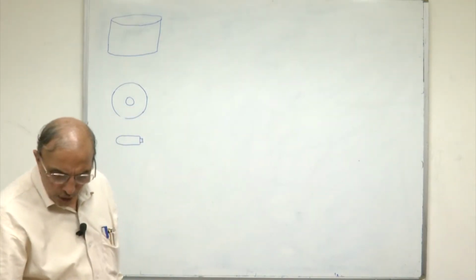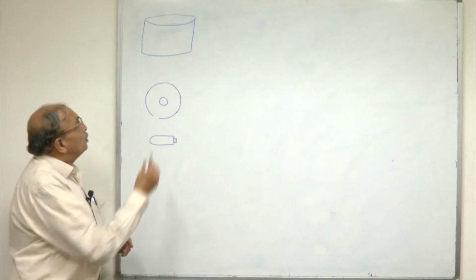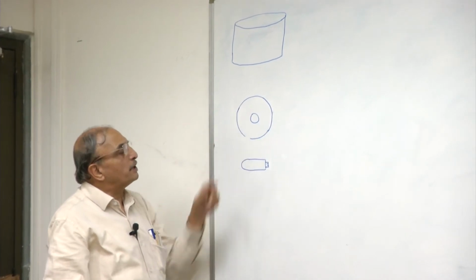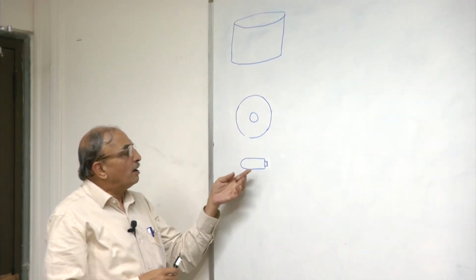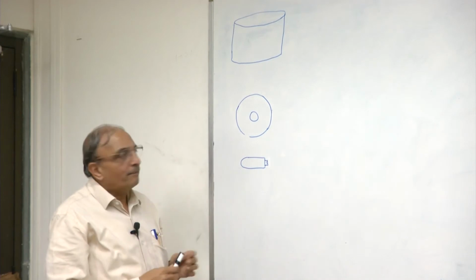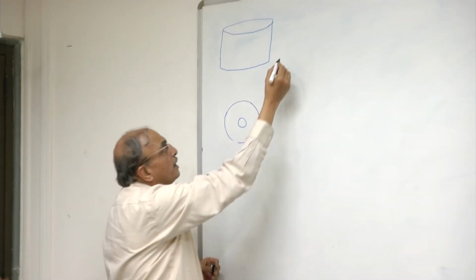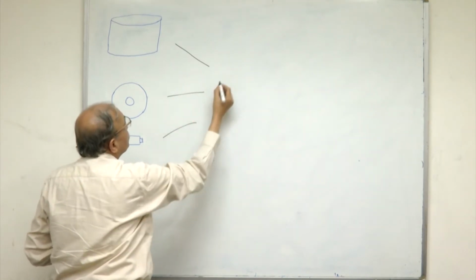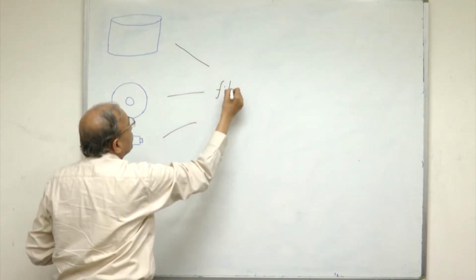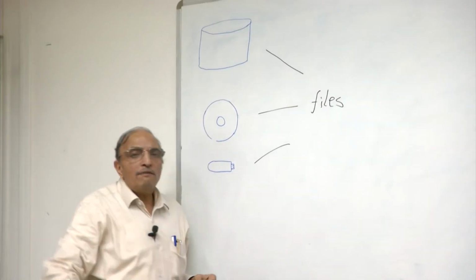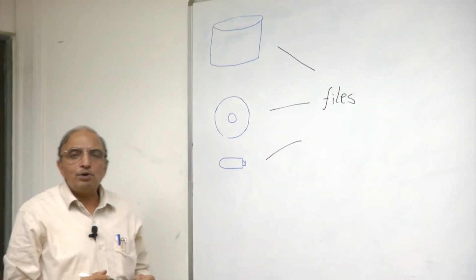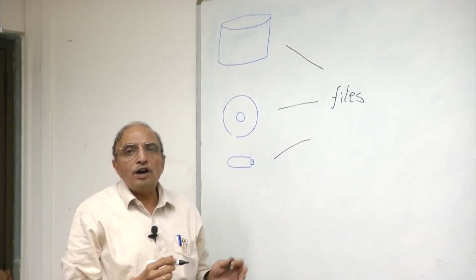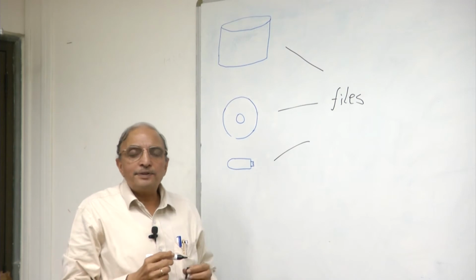Symbolically, these are shown here on the board. So, this is a typical symbol of an external hard disk. This is a symbol used to represent a CD, and this obviously looks like a pen drive. All of these, as I said, contain data in the form of files. Obviously, it is necessary for us to be able to write C++ programs which can read data from these files or write data onto these files.